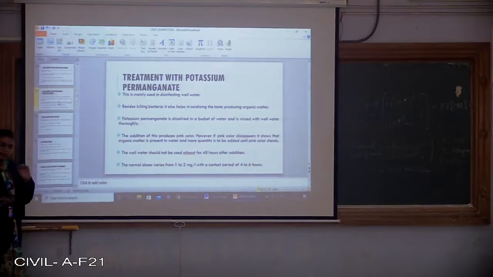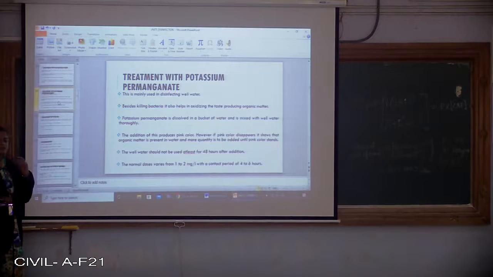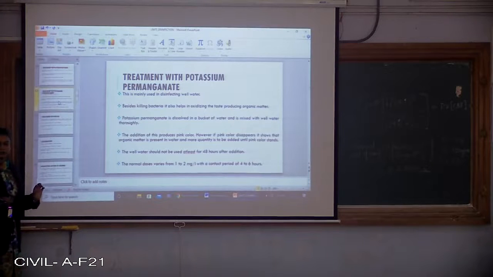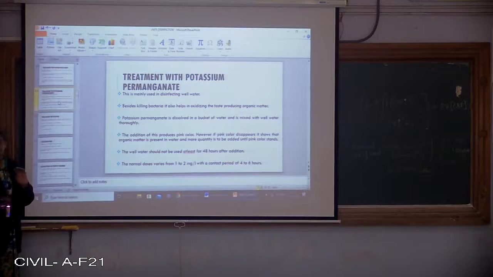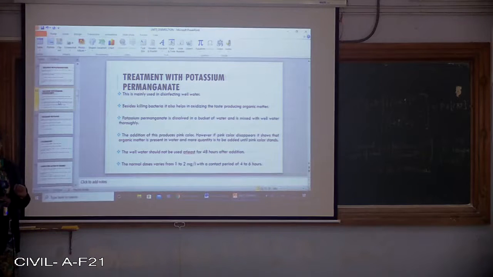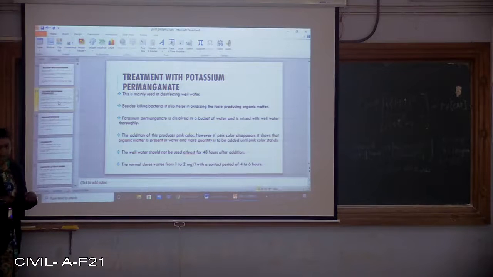Whenever we add potassium permanganate to the water, if the pink color stays for more time, then we can say it is free from organic matter. Or else the presence of organic matter is there in the water and more quantity of potassium permanganate is to be added.